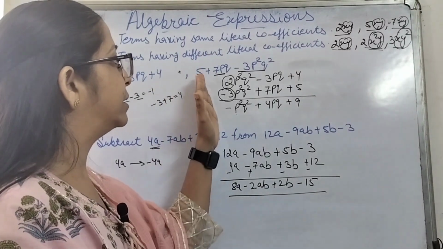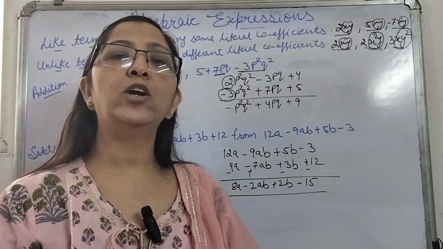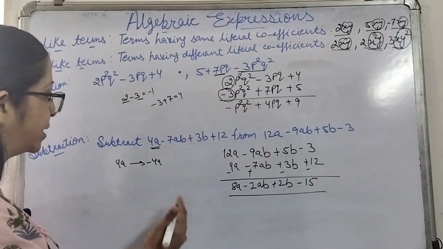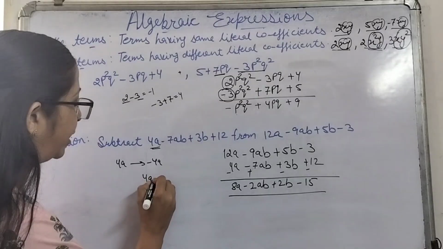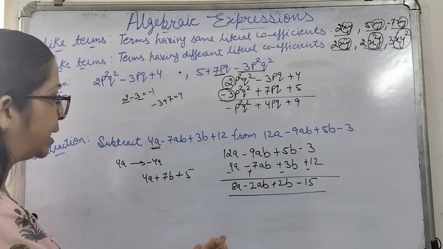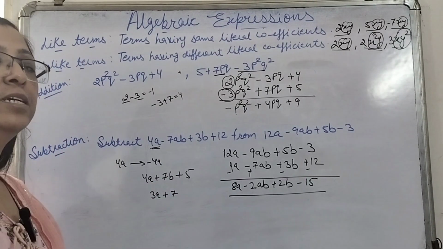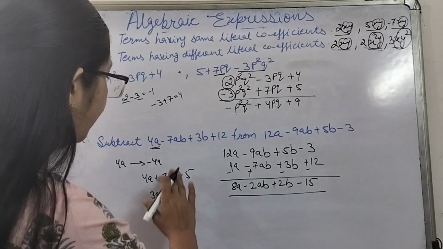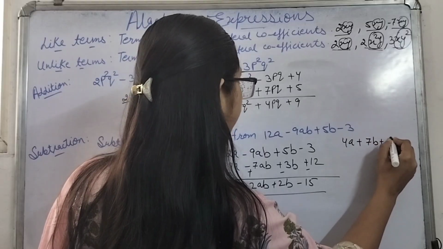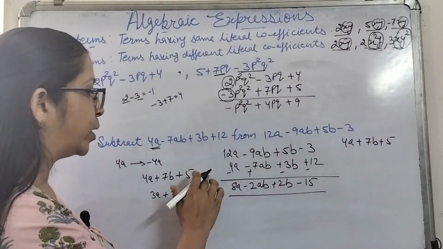If we have to combine the terms, then it is only done using addition or subtraction if they are like terms. On unlike terms, we cannot add or subtract. Suppose I take an example. If we have to add 4a plus 7b plus 5, this is one algebraic expression. Another algebraic expression is say 3a plus 7. To add these two, first of all we will write it in a column: 4a plus 7b plus 5, and say here one more term, 2z. These two are the algebraic expressions.